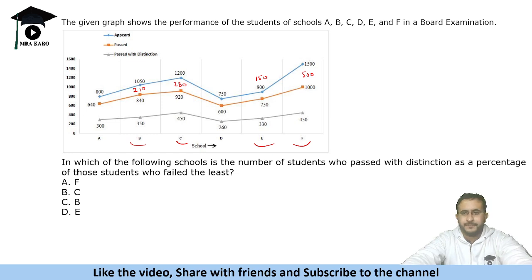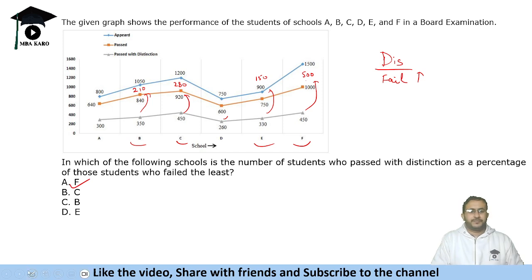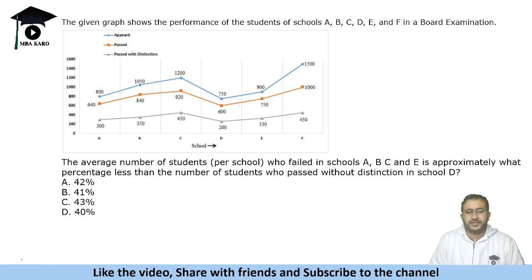Right? It looks that the values look clearly high for, we need to find this least, right? So least means pass with distinction upon fail should be least. So if fail is very high, let's say 500, and if in these cases it is more than 100%, right? Passed with distinction. So this is more than 100, 260, 330 by 150 more than 100. This is less than 100. So clearly it is the least in F. So easy one. Do not have to calculate the percentage, just see it.